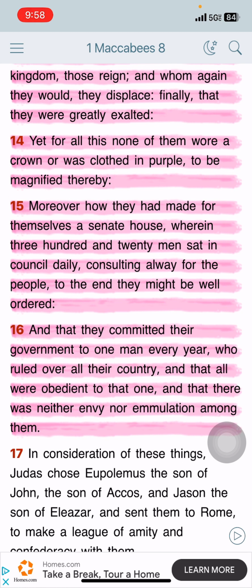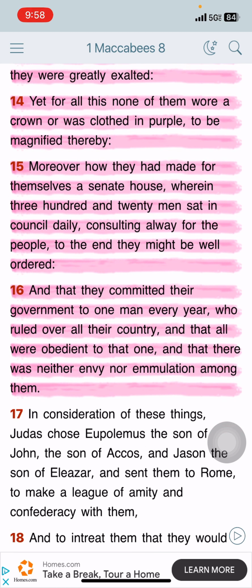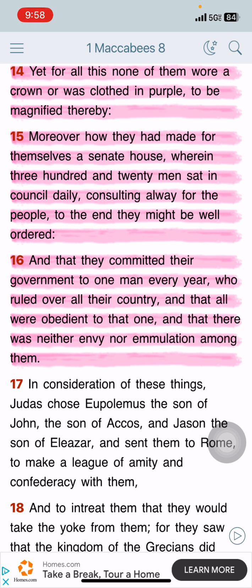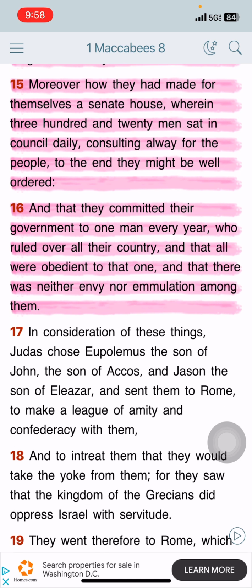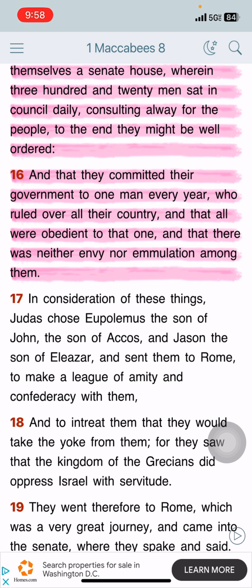Moreover, I went too far. It says, moreover, how they had made for themselves a senate house, wherein 320 men sat in council daily, consulting always for the people, to the end they might be well ordered, and that they committed their government to one man every year. What does that sound like? It sounds like America today, but not just 1 year. The president serves 4 years. Then you have an election, right? It says, who ruled over all their country, and that all were obedient to that one, and that there was neither envy nor emulation among them.